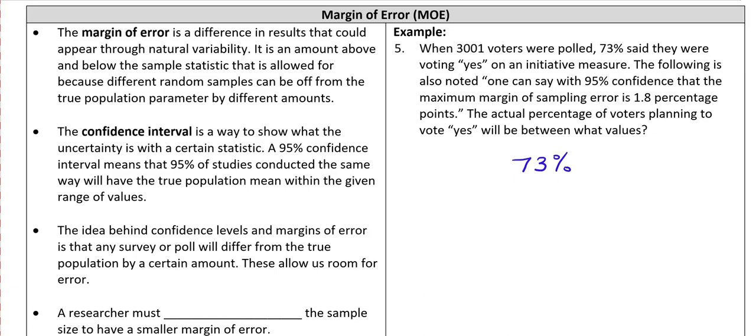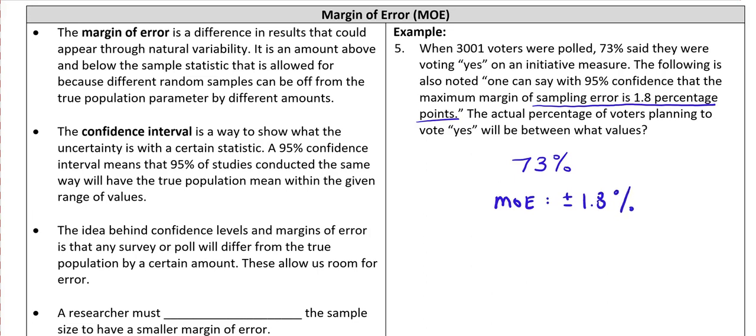So they're saying 73% of the population are going to pick it based on the sample, but we're about 95% sure that this is true within this sampling error. This sampling error of 1.8 percentage points, that's your margin of error. Margin of error is MOE. So this is plus or minus 1.8%.